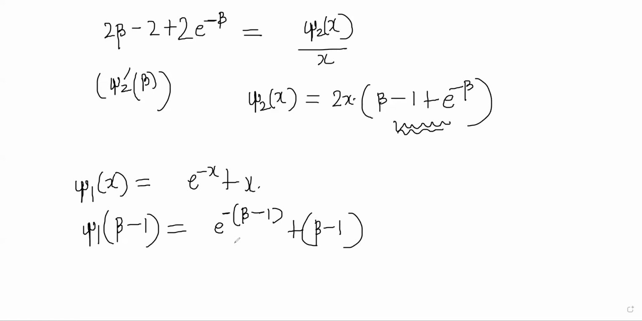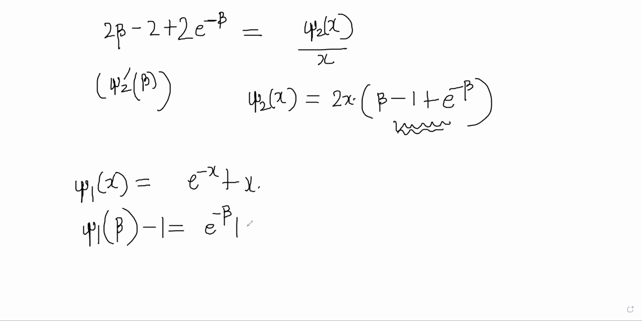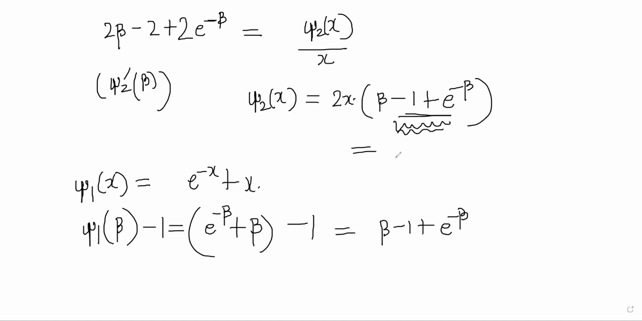Yeah, I have made a mistake. I had to prove not psi 1 of beta minus 1, it was psi 1 of beta whole minus 1. That is what I had to check in the options, right? So psi 1 of beta is e power minus beta plus beta, and whole minus 1 gives us beta minus 1 plus e power minus beta. So this part is actually 2x times psi 1 of beta minus 1.